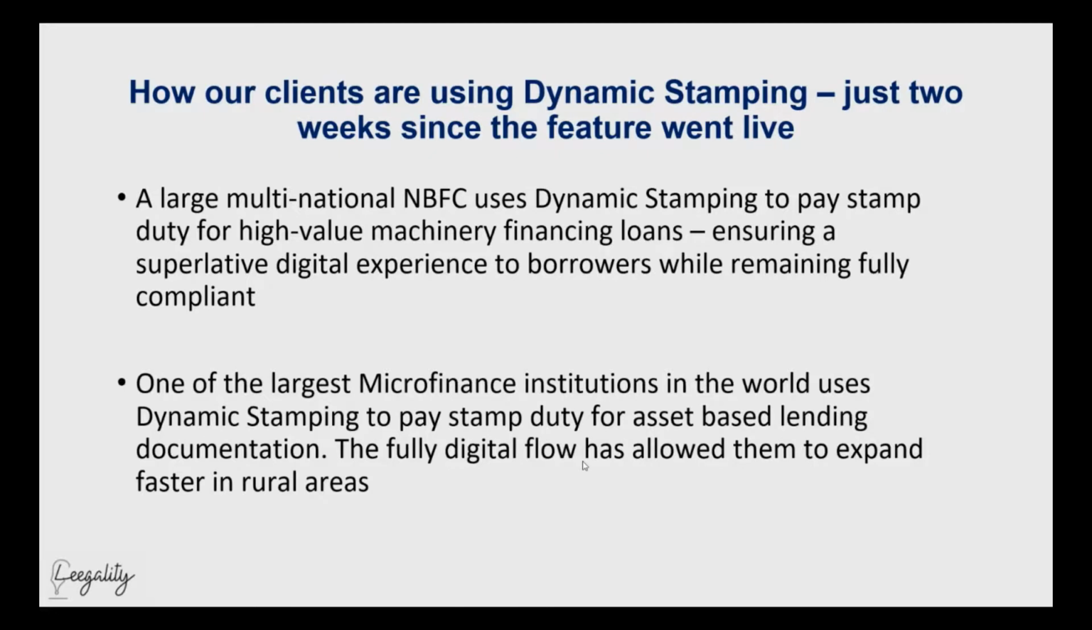So across the board, this is just one example. Similarly placed NBFCs could also use it. The other instance is that of one of the largest microfinance lenders in the country, and they also have an asset-based lending portfolio where their customers are taking loans for buying two-wheelers, or for financing the purchase of agricultural equipment and stuff like that. And again, there is ad valorem stamp duty applicable on the documentation.